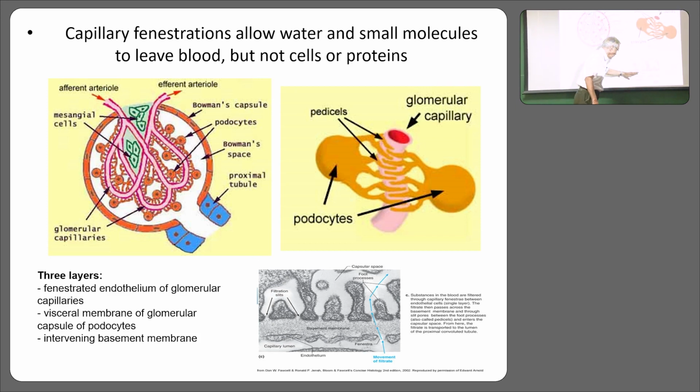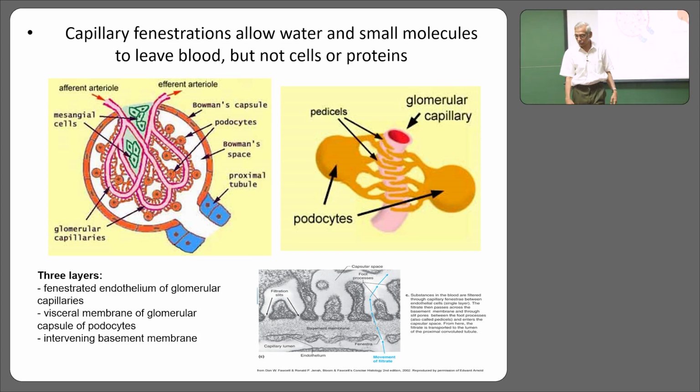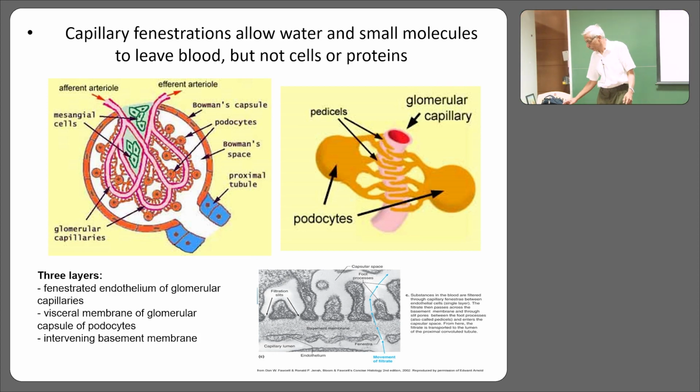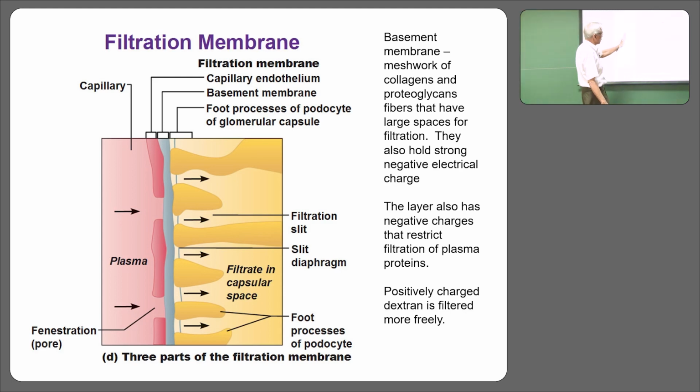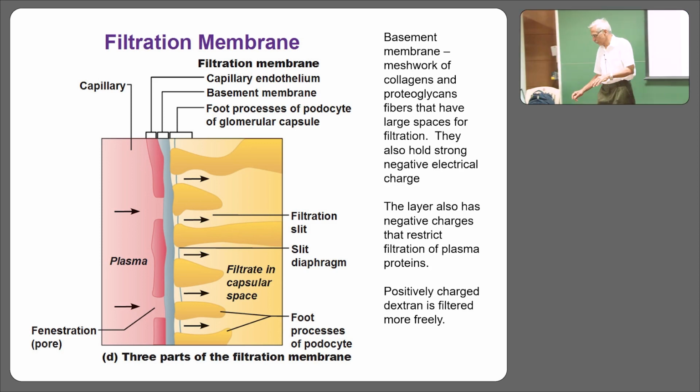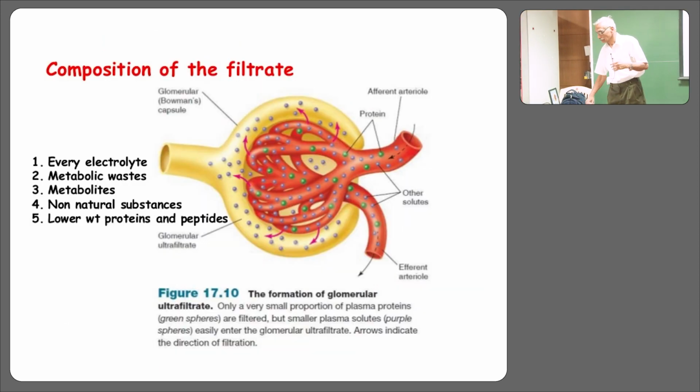The blood is flowing here. This is the membrane, and these are the podocytes. I am showing you the picture taken with an electron microscope. This tells us everything actually. This is the plasma. These are the endothelial cells. This is the basement membrane, and these are the different podocytes. And the filtrate will go across from the capillary into the capsule.